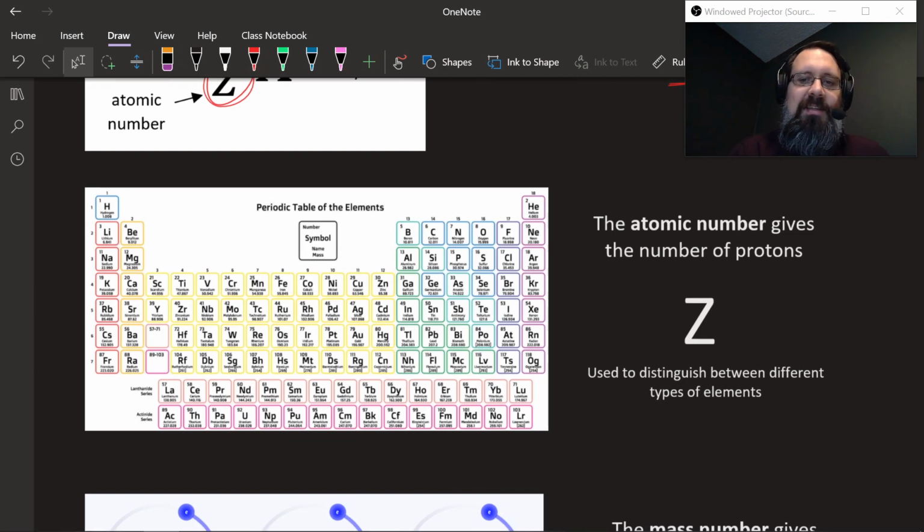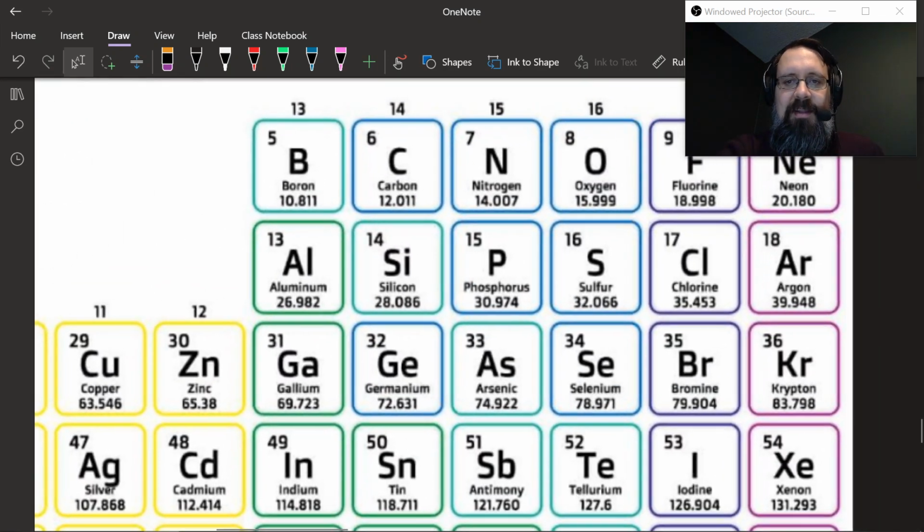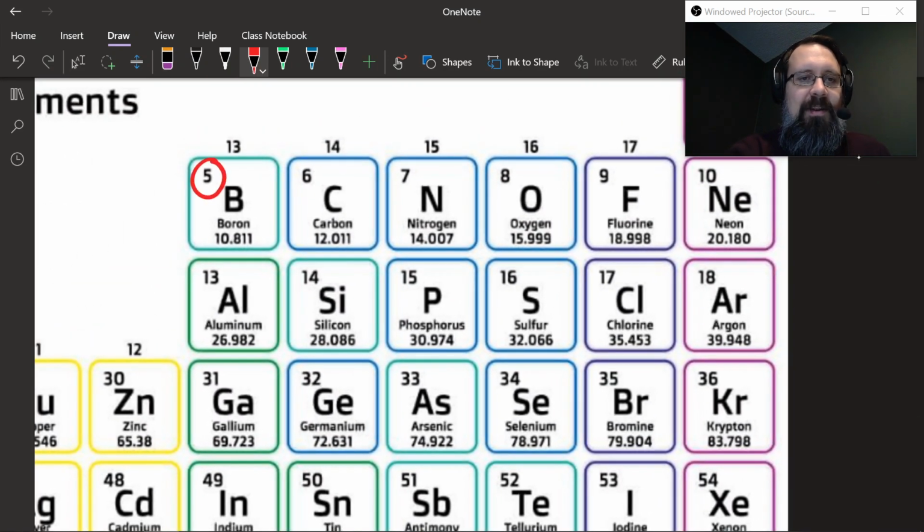The reason you call it the atomic number is because it's used to distinguish between different elements. You can see in the periodic table, the numbers given here, 5, 14, 33, all these numbers, these are the atomic numbers. The atomic number of fluorine is 9. The atomic number of oxygen is 8. What that number is telling you is how many protons there are.